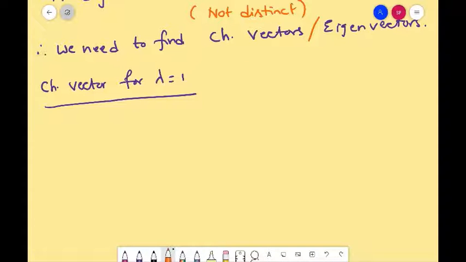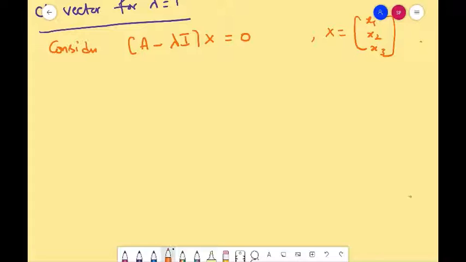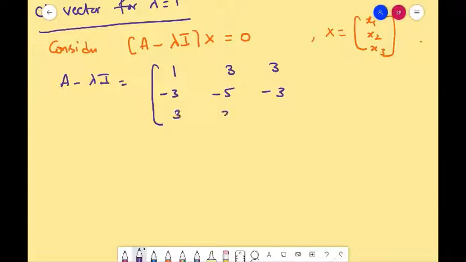So for this, we will consider the matrix equation (A − λI)X = 0, where X is, since A is a 3 by 3 matrix, X = [X1, X2, X3]. Now (A − λI) is equal to, so what is A? First let us write A. It is [1, 3, 3; −3, −5, −3; 3, 3, 1]. Then what do we mean by A − λI? For the diagonal elements, subtract λ. What is λ? 1. So subtract 1 from the principal diagonal elements.